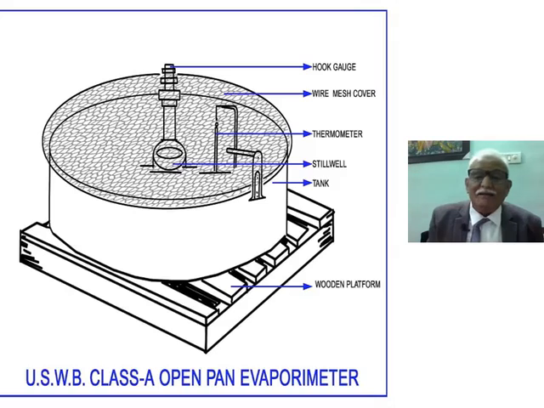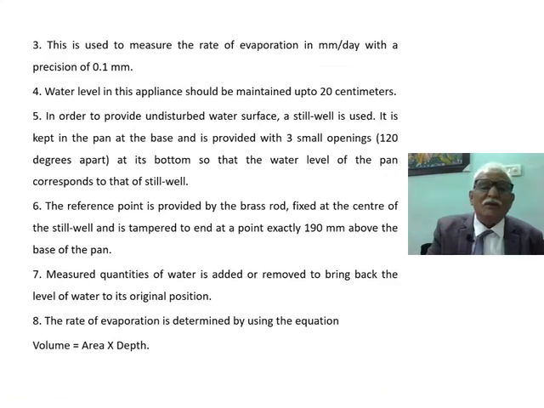The tank is there. The wooden platform is 3 to 4 inches above the ground. We keep it so that the temperature effects are not there on the USWB open pan evaporimeter tank. Now see how we measure the evaporation. It is used to measure the rate of evaporation in millimeters per day with a precision of 0.1 mm. See the accuracy, 0.1 mm.